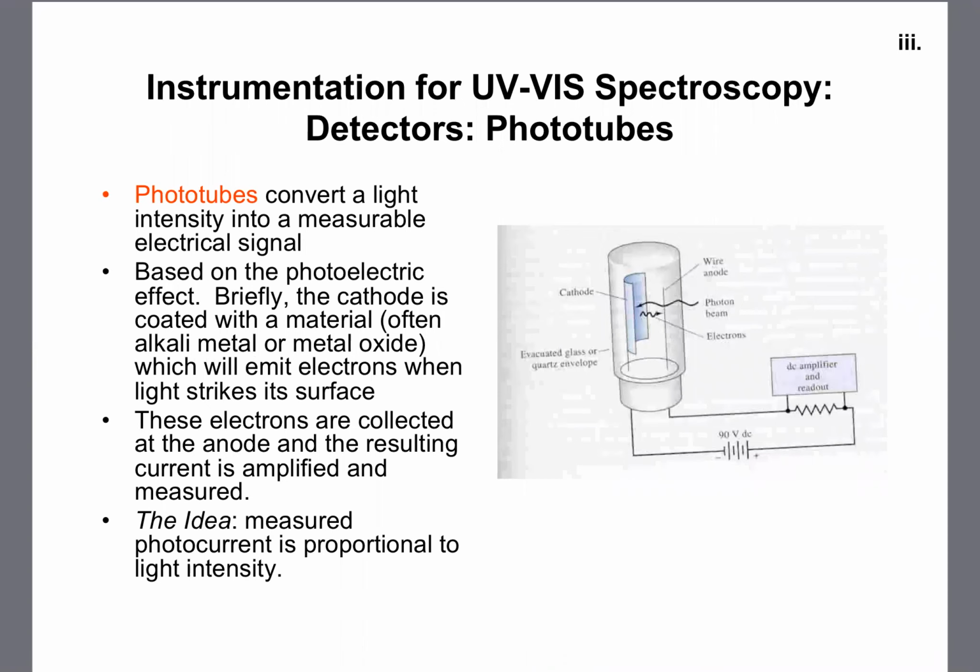Now, the trick in making this work well over a broad range of wavelengths is making my cathode out of a material that's easily ionizable. Because if that's too difficult to ionize, it's not going to work for visible or ultraviolet photons. I need to make the material on that cathode pretty easy to ionize so that even visible photons can ionize it. So that cathode is frequently coated with a material that's easy to ionize, and this is oftentimes an alkali metal or metal oxide.